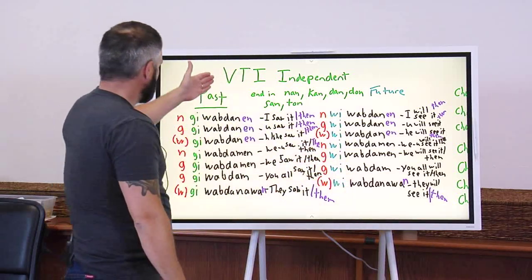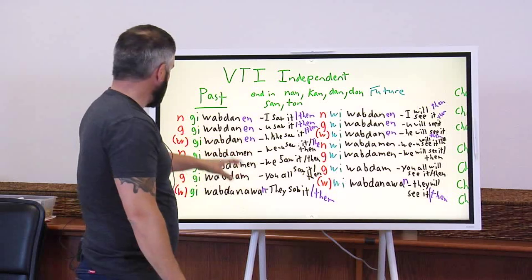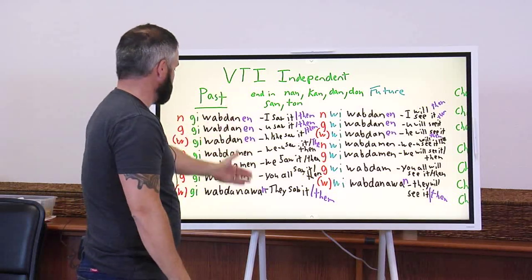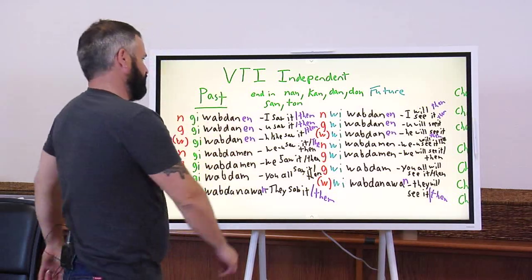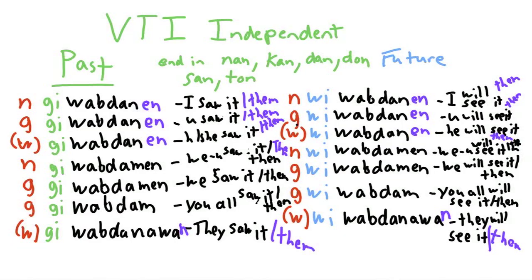And again, it's very similar to our VAI pattern, except that we have a singular and a plural, and the they is a little bit different. So, Nagi wabdan, I saw it. Nagi wabdanin, I saw them. Gagi wabdan, you saw it. Gagi wabdanin, you saw them. Gi wabdan, or wagi wabdan, he or she saw it. Wagi wabdanin, he or she saw them, or just without the W.